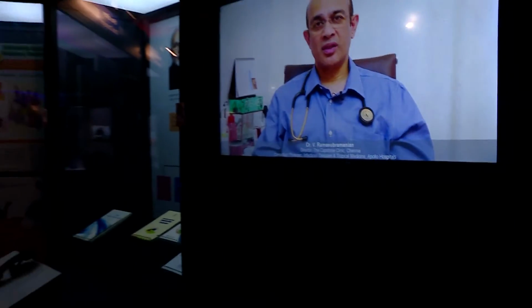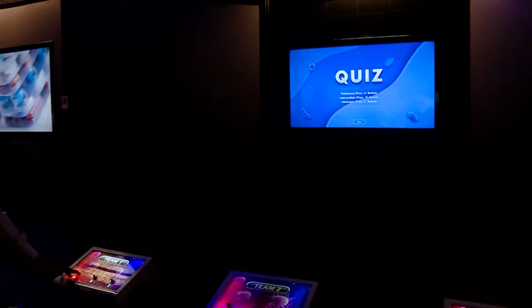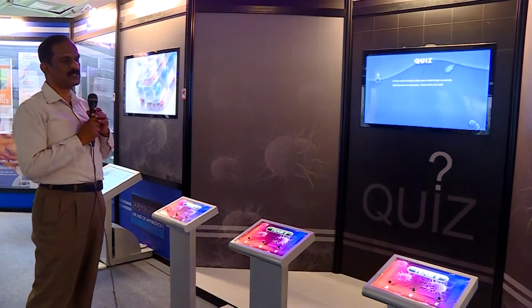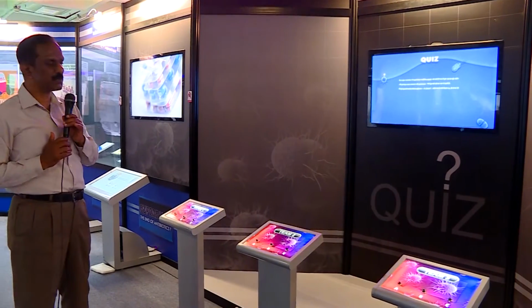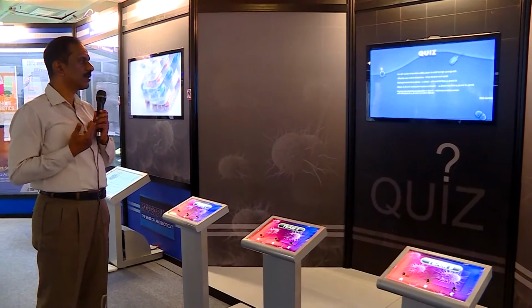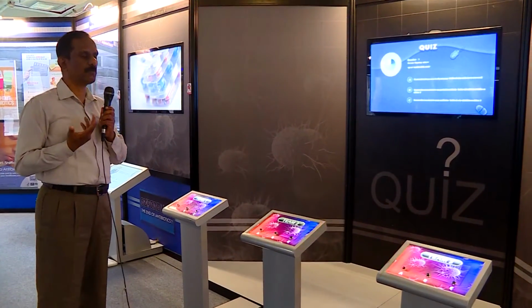After getting themselves cleared about all the doubts, the visitor can also play a quiz game wherein three visitors can have an automatic quiz game in which the question comes up on the screen and one can answer these questions to update themselves about the various aspects of antibiotic resistance and the microbes.